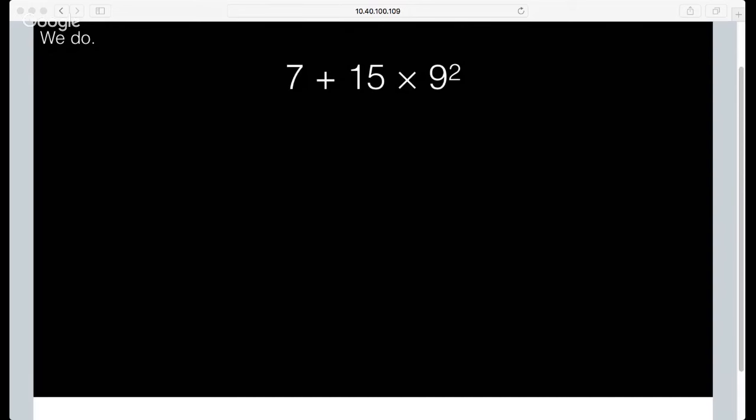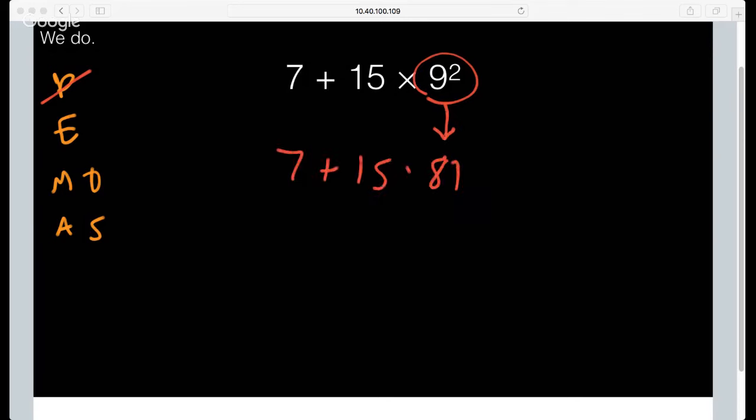Let's see if you got this correct. So parentheses, exponents, multiply, divide, add, subtract. No parentheses. Exponents, so let's do that first. 9 times 9 is 81. So we have 7 plus 15 times 81. Exponents are done. Multiply or divide, I see a multiplication problem here. So we have 81 times 15.